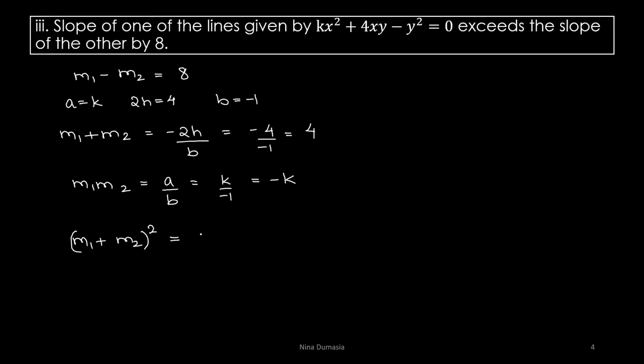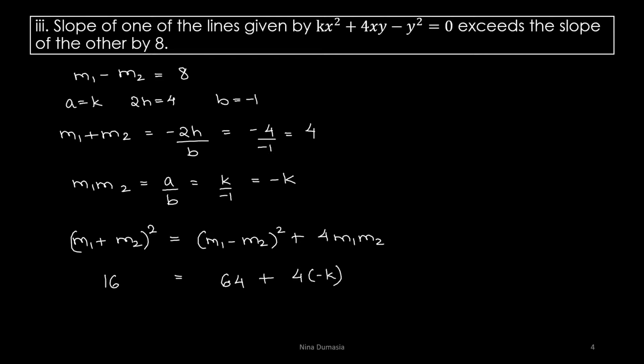And we just saw in the previous question that (m1 + m2)² = (m1 − m2)² + 4 m1 m2, correct? Now we just have to substitute everything. So we get that 4², which is 16, is equal to (m1 − m2), which is 8, its square is 64, plus 4 into m1 m2, which is 4 into −k.